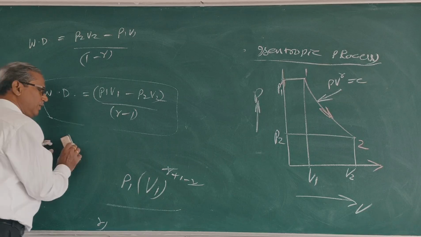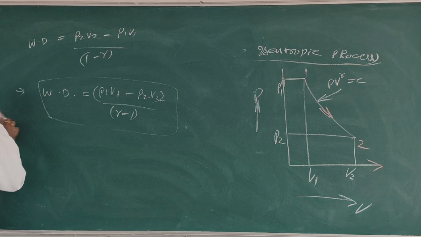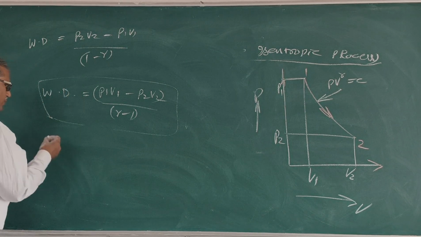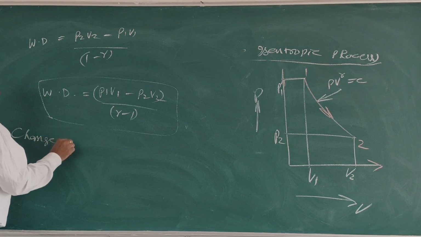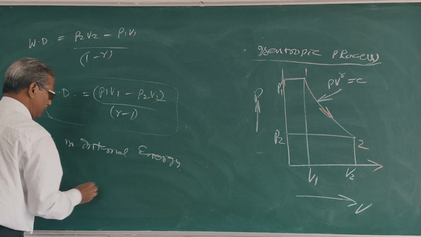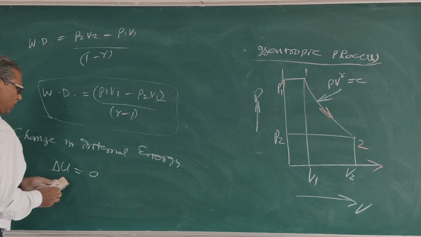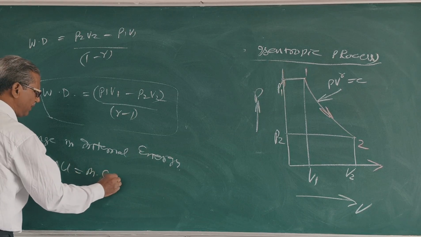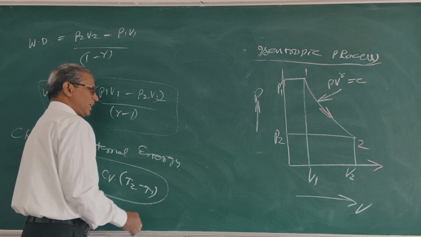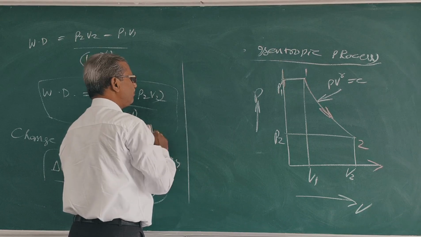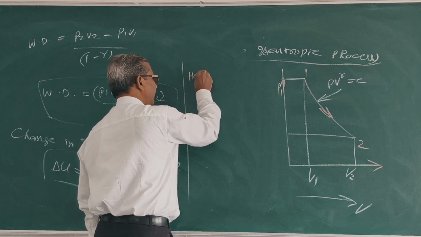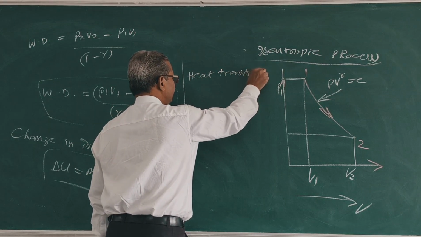Now, change in internal energy. Delta U is equal to m Cv into T2 minus T1. Clear? Heat transferred: Q is 0.